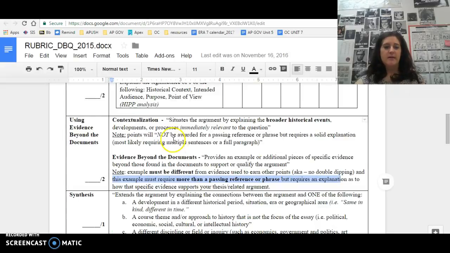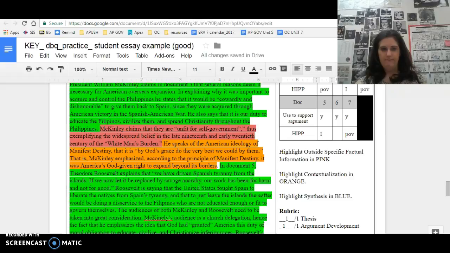And yes, they do state what it is, and they do explain what manifest destiny is, but it's not the broader historical events, and they need to connect it back to the prompt, back to the question. There's no explanation for that. They just kind of plop it in there. You need to fully explain it. So unfortunately, we see attempts at both outside specific information and contextualization, but both are too vague to earn the points.